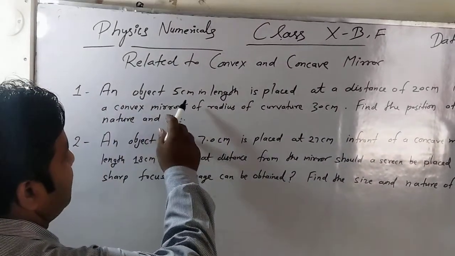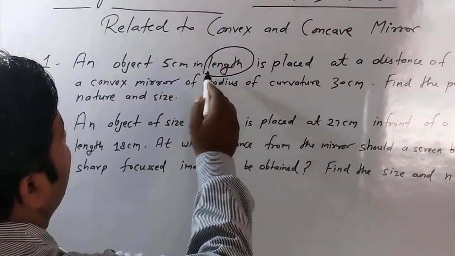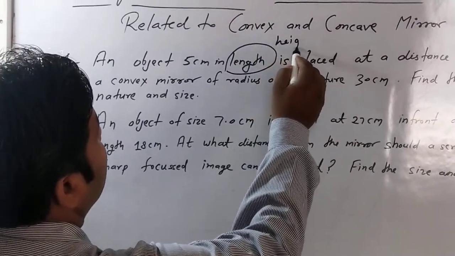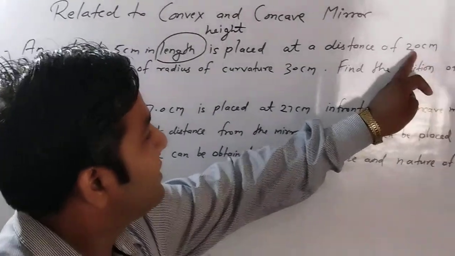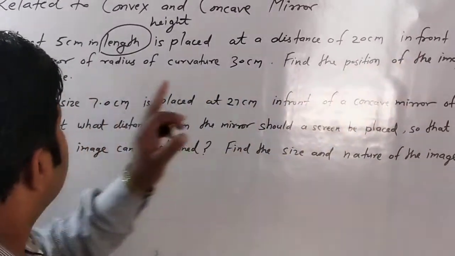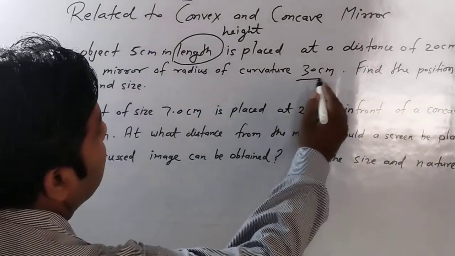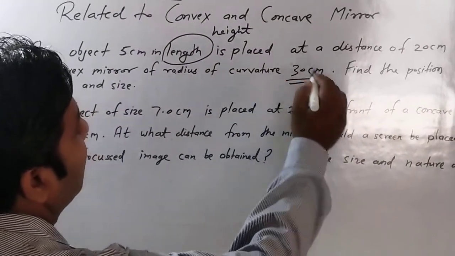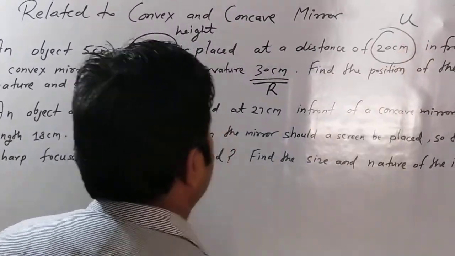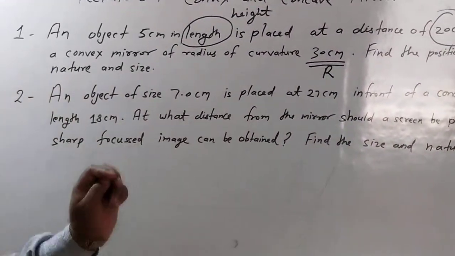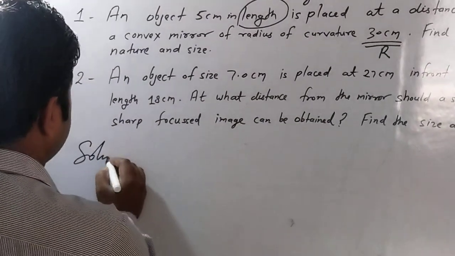First numerical: an object 5 cm in length is placed. Here length means height, either length or height, at a distance of 20 cm, meaning u, in front of a convex mirror of radius of curvature 30 cm, meaning capital R. For solving any numerical, when the quantities are clear, you can solve it very simply.